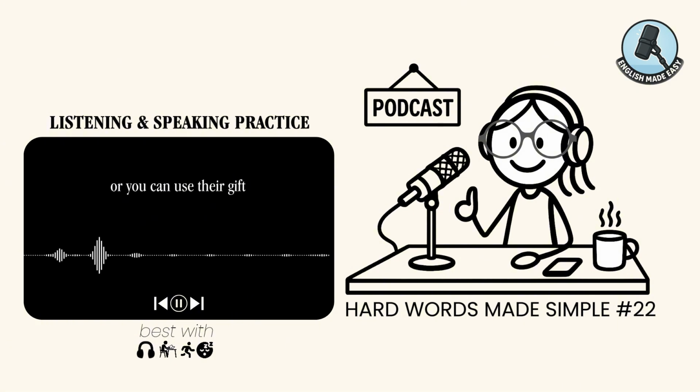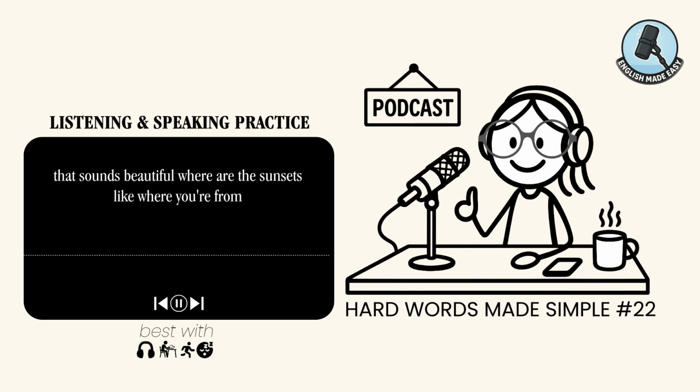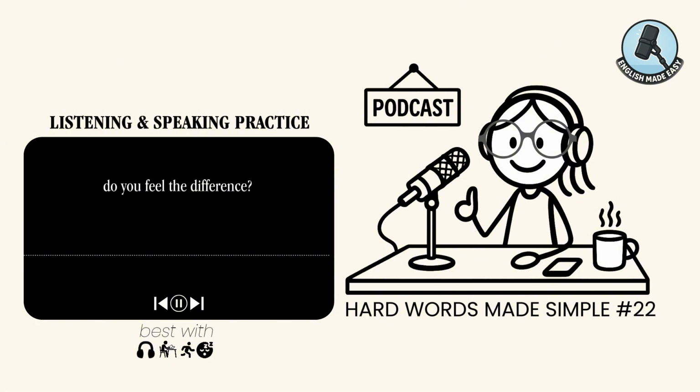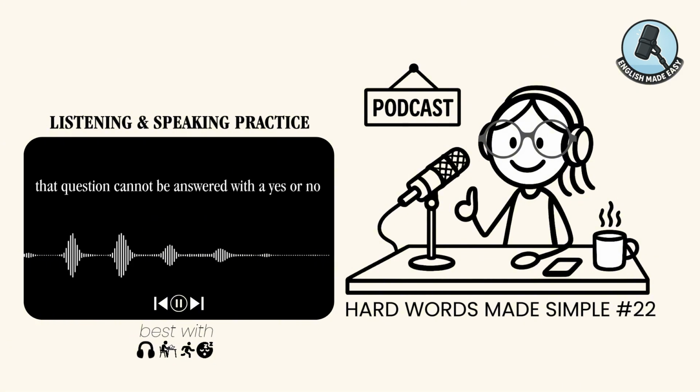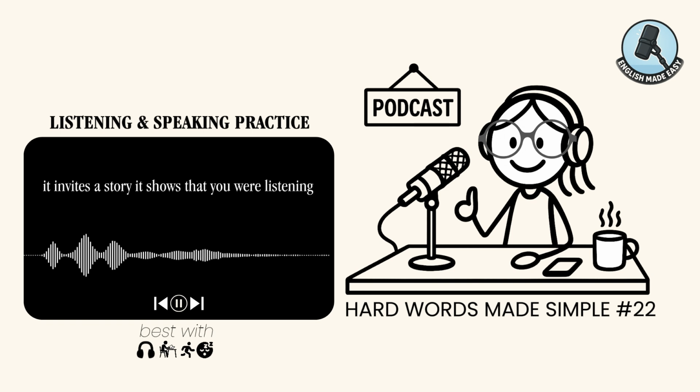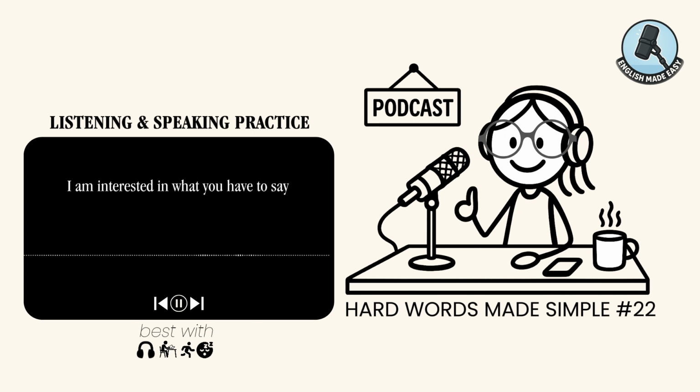Or you can use their gift. They mentioned sunsets back home. This is your clue. You introduce your open-ended question based on that clue, and then you execute. You ask, oh, that sounds beautiful. What are the sunsets like where you're from? Do you feel the difference? That question cannot be answered with a yes or no. It invites a story. It shows that you are listening. It tells the other person, I am interested in what you have to say. This is how rapport begins to form.